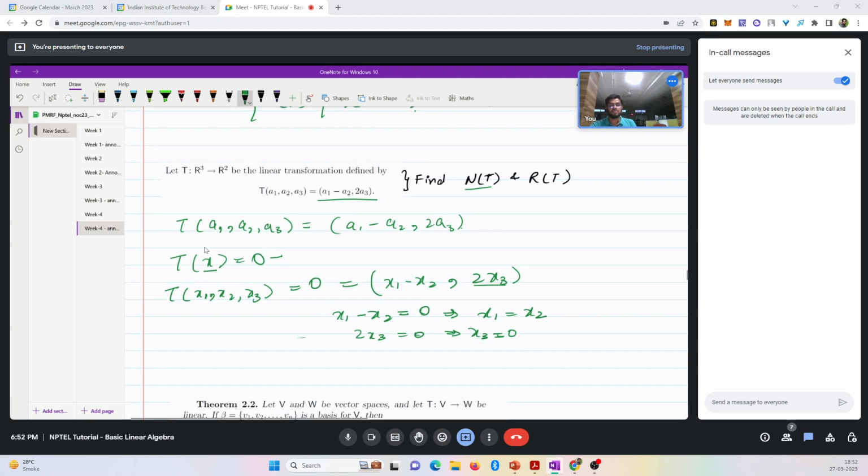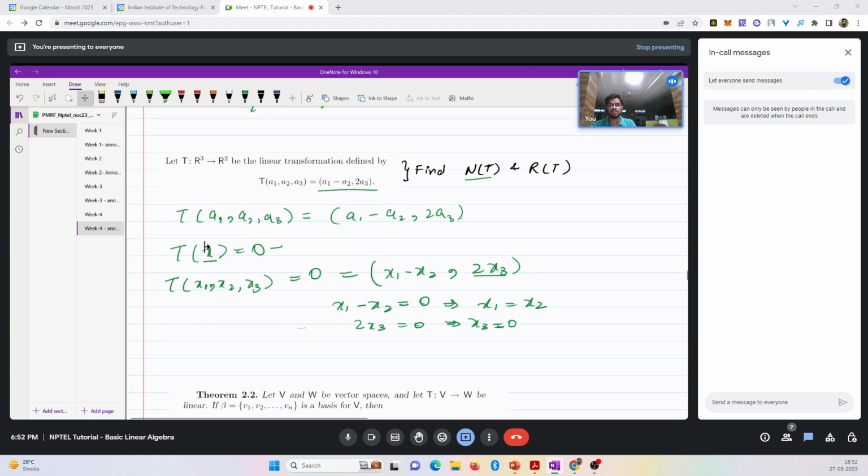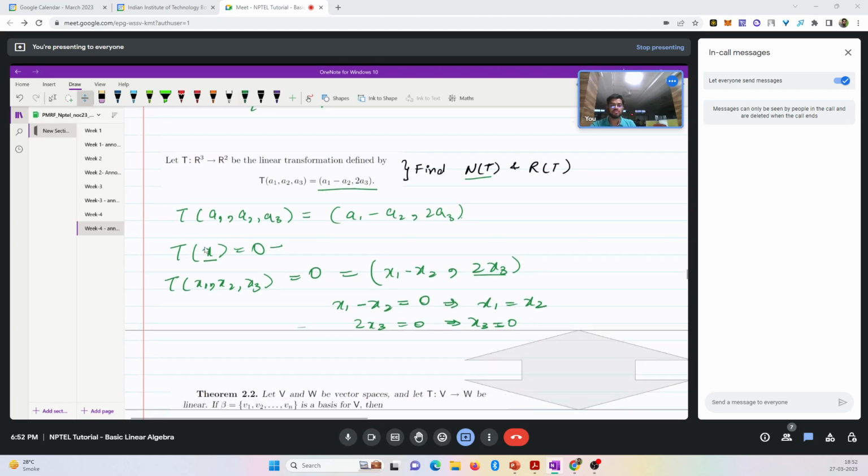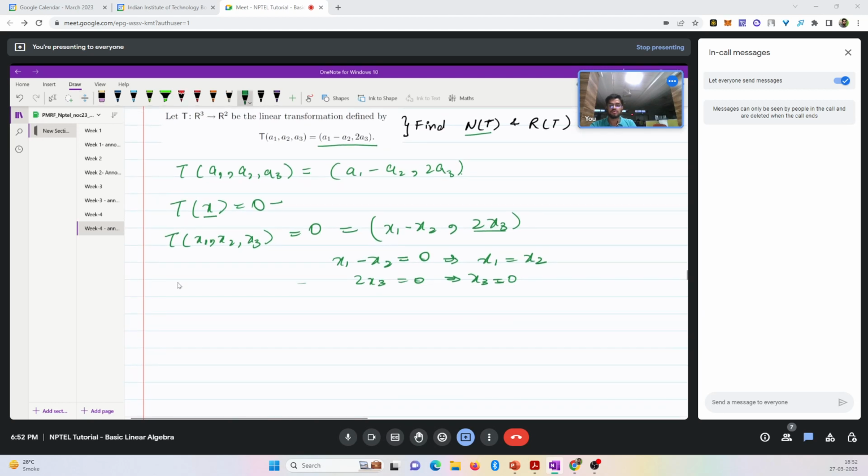So what can we say about the null space now? The null space of T is given by vectors of the form (s, s, 0), where s is any element belonging to the field. So the first two elements are the same.